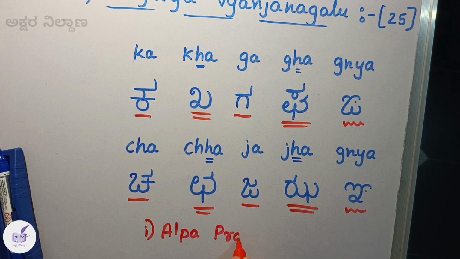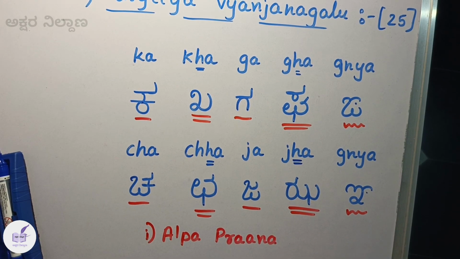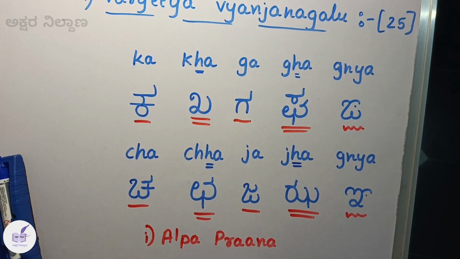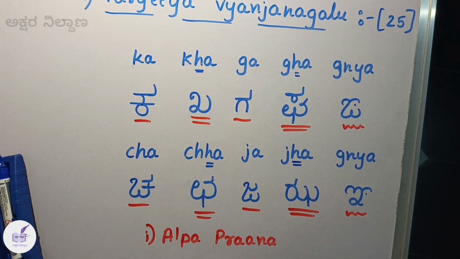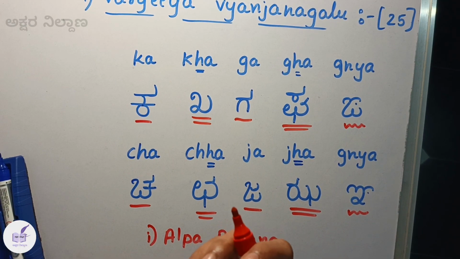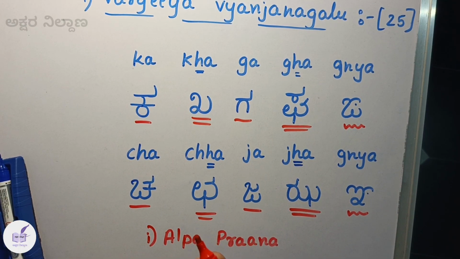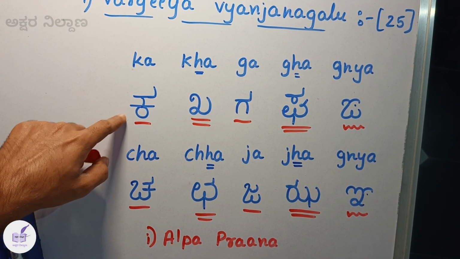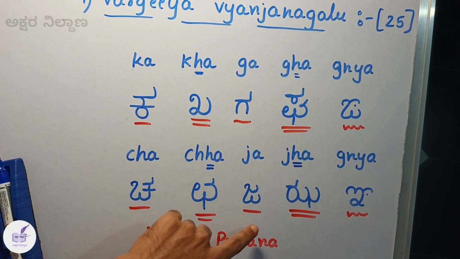Alpa prana. What do you mean by alpa prana? See, alpa means little bit. Prana means breath. The letters which need less breath or a little bit of energy to pronounce are called alpa prana.